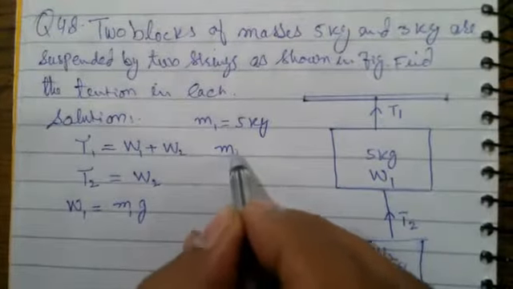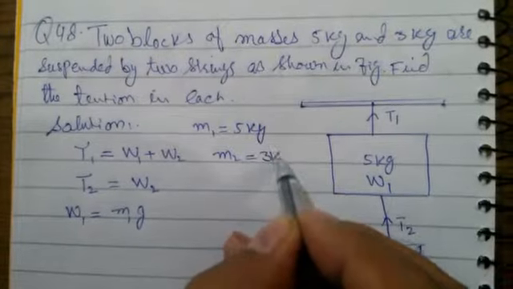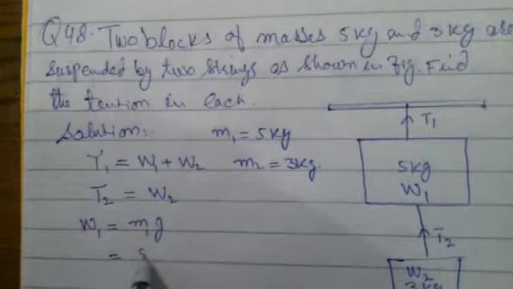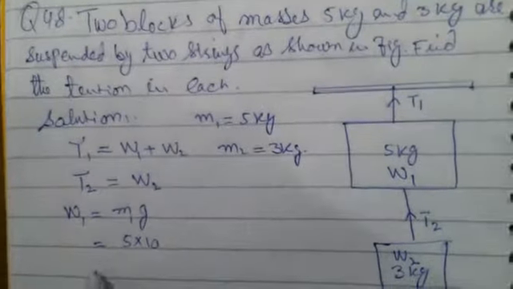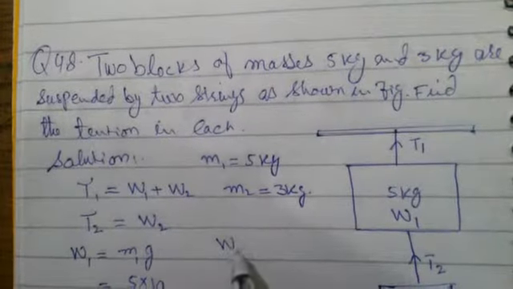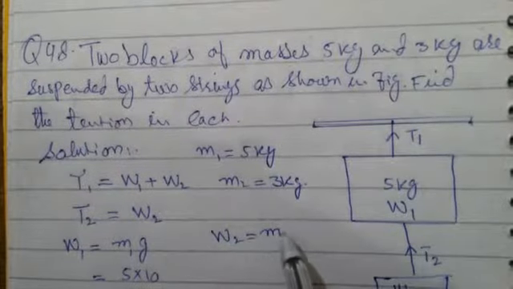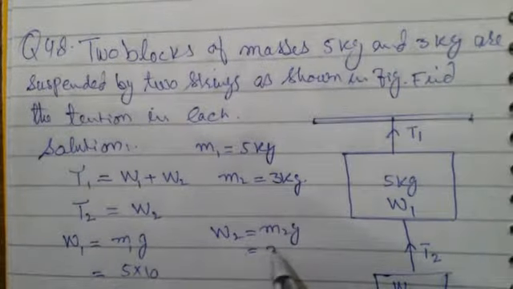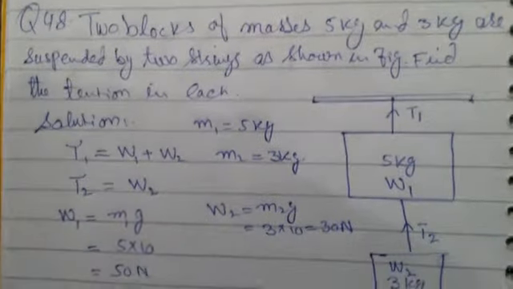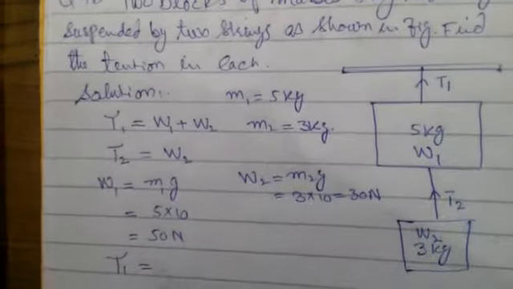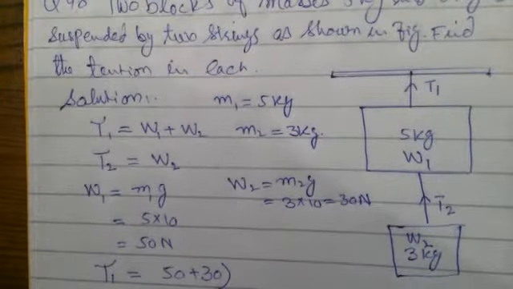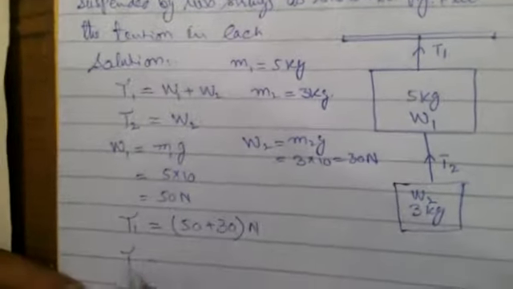W1, M1G, is equal to 5 into 10 is equal to 50 Newton, while W2 is equal to M2 into G is equal to 3 into 10 is equal to 30 Newton. So tension 1 is equal to 50 plus 30 Newton, or T1 is equal to 80 Newton.